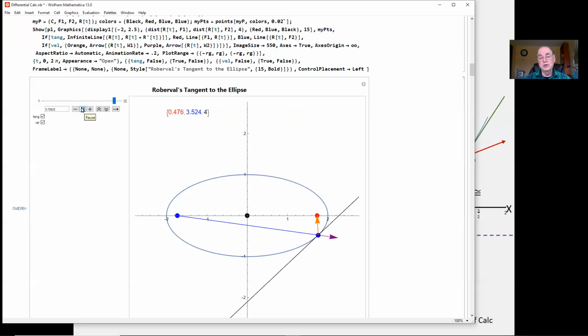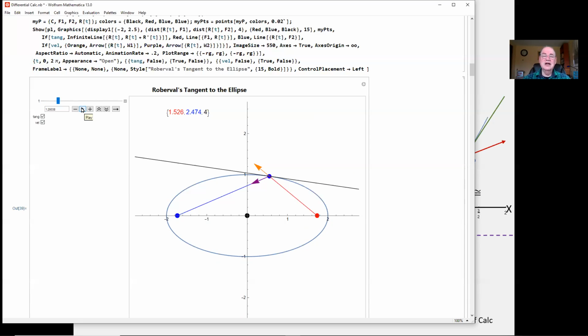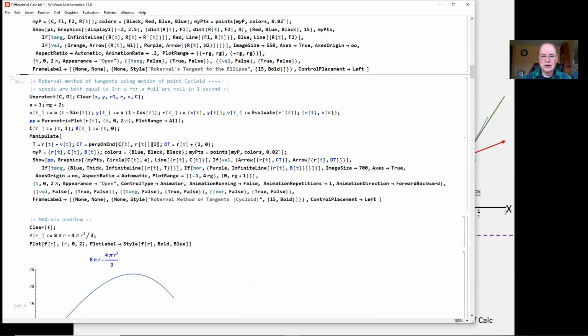And this, of course, by the way, what you're looking at is a theorem that you prove in analytic geometry. You prove that the tangent line does bisect the two extended lines from the point to the foci. This is a theorem in analytic geometry that you prove using the calculus. But Roberval is not finished. Let me show you one more.